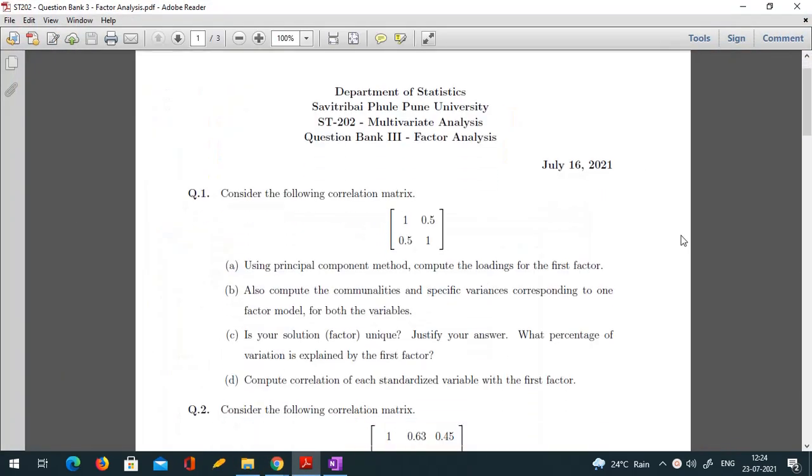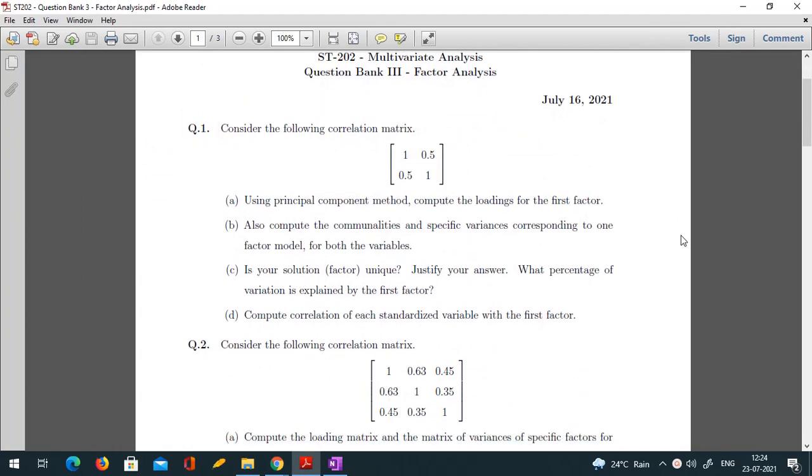Okay. So this correlation matrix is given: 1, 0.5, 0.5, 1. Using principal component method, compute the loadings for the first factor. So what you have to do here? Find eigenvalues, then eigenvectors, and then square root of eigenvalues into eigenvectors would give us a loading matrix. Correct. So you have to find eigenvalues, eigenvectors.